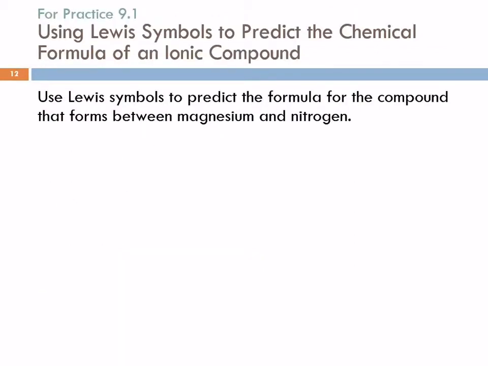So let's predict the formula for the compound that forms between magnesium and nitrogen using Lewis symbols. I know we learned to do this just from writing things on the periodic table, right? Let's do it with Lewis structures.